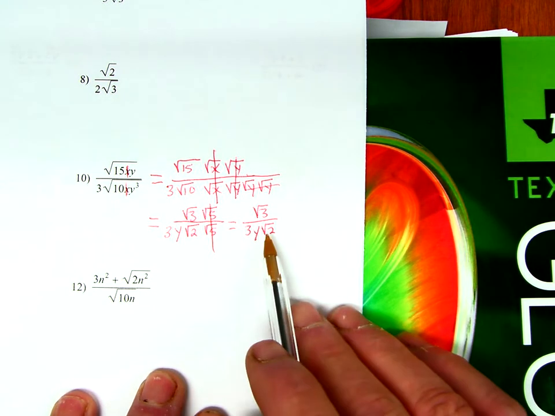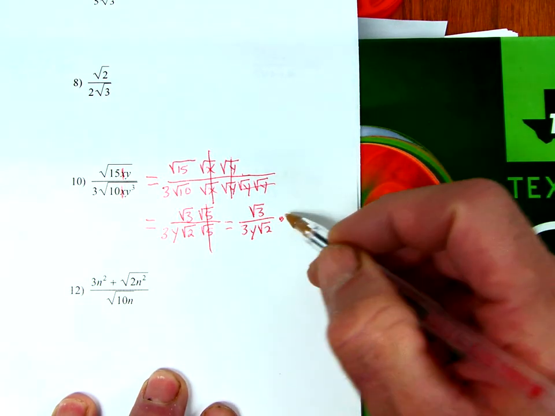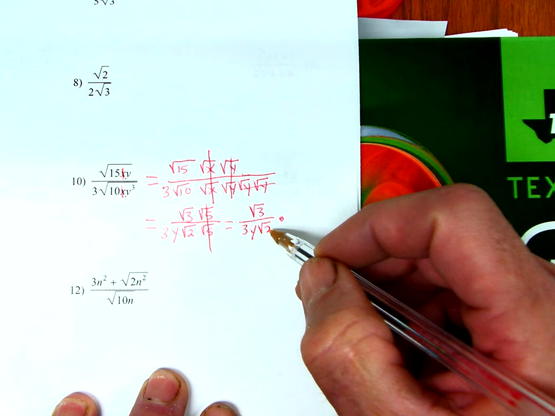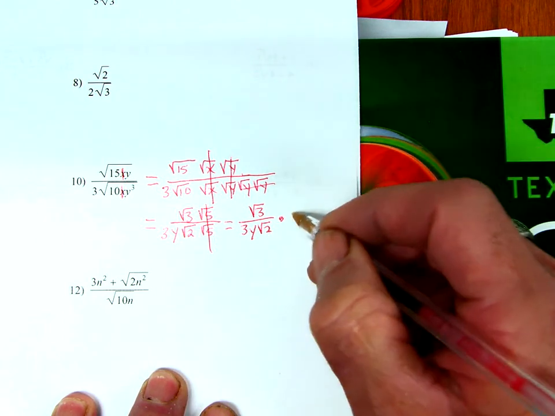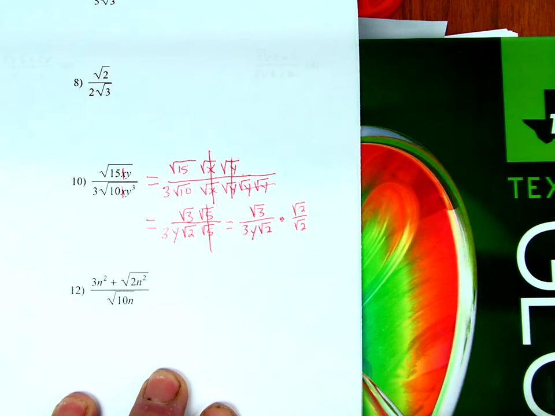We need to take care of this radical. How do we do that? By multiplying by the number 1, which we will create using this right here. Square root 2 over square root 2.